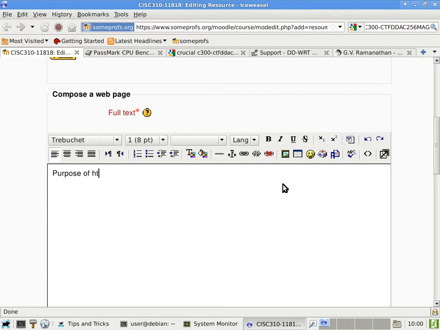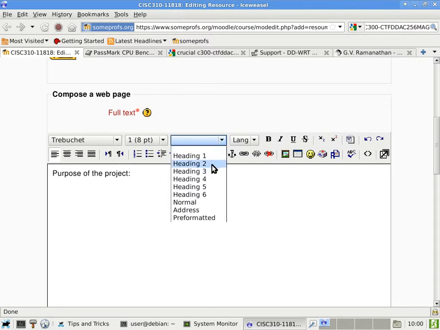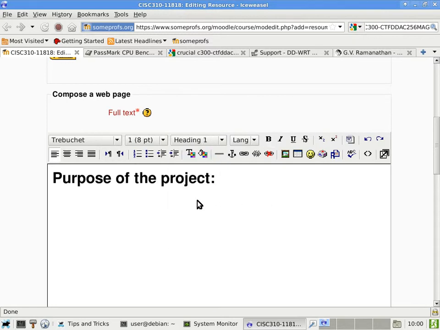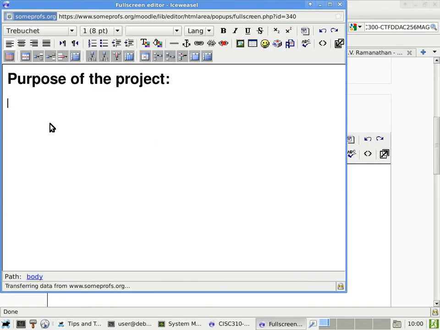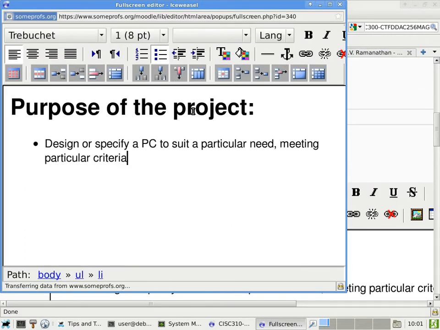Okay. So the purpose of the project. It's always important to state the purpose of a particular article or something that you're going to write. In this case, it is an assignment, so it is important for me to state that first so that you know what it is for. Okay? Several things. Design or specify a personal computer to suit a particular need, meeting particular criteria.